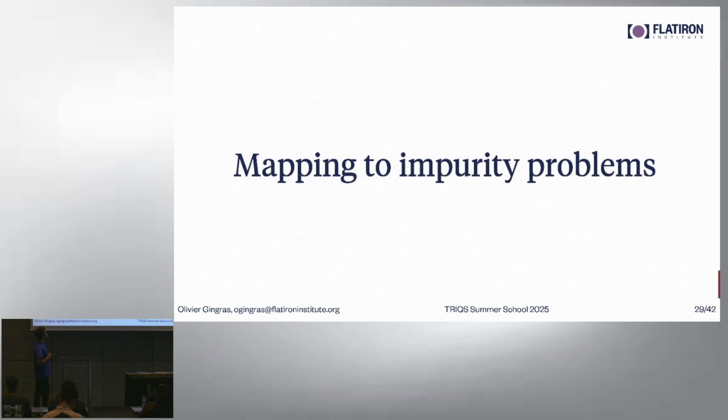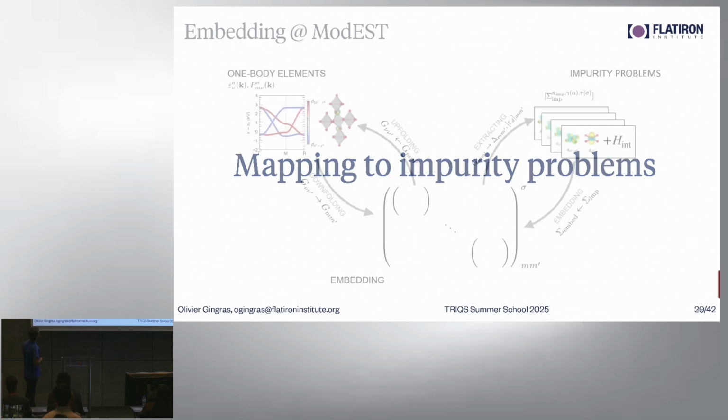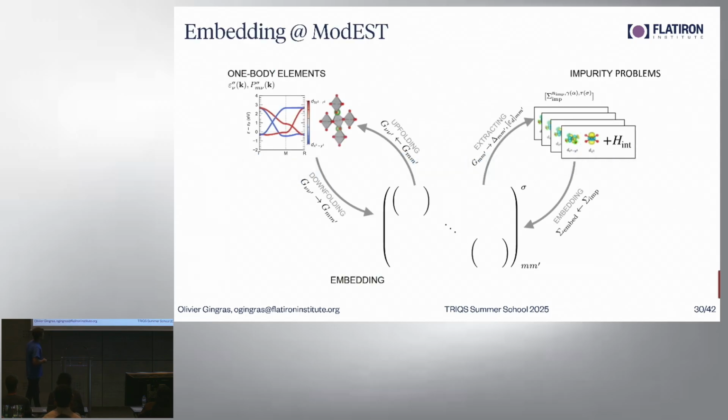Okay. Now, we started from DFT on the whole lattice, the bands, and then we found degrees of freedom that are more suited for strong correlations. Now we need to solve some DMFT impurity problems. This is also part of the design of Modest. We want to abstract the fact that all these one-body elements are just there to provide the necessary information to construct the impurity models, in a sense.